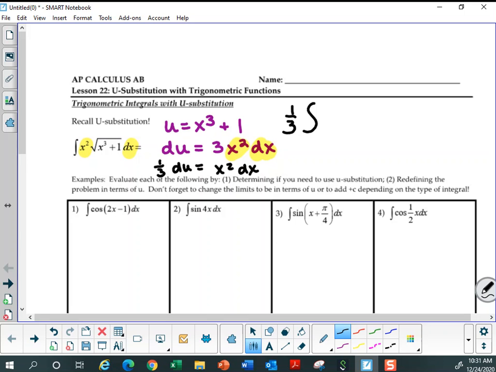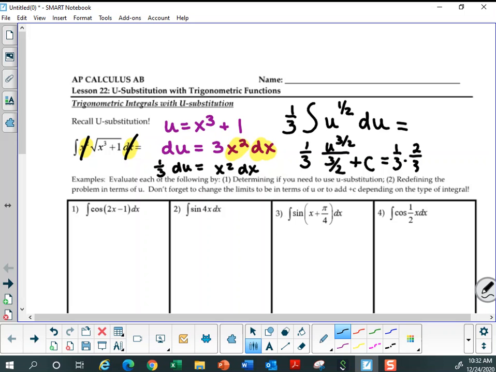Okay, so 1/3 du to take care of the x squared dx. Rest of it is we have a u, and that particular u is to the 1/2 power. Now we've still got to do the antiderivative. So 1/3 u to the 3/2 divided by 3/2 plus c, 1/3 times 2/3 u to the 3/2 plus c. And as usual, I'm running out of room, so how about 2/9, and we'll go back to x to the 3/2 plus c.